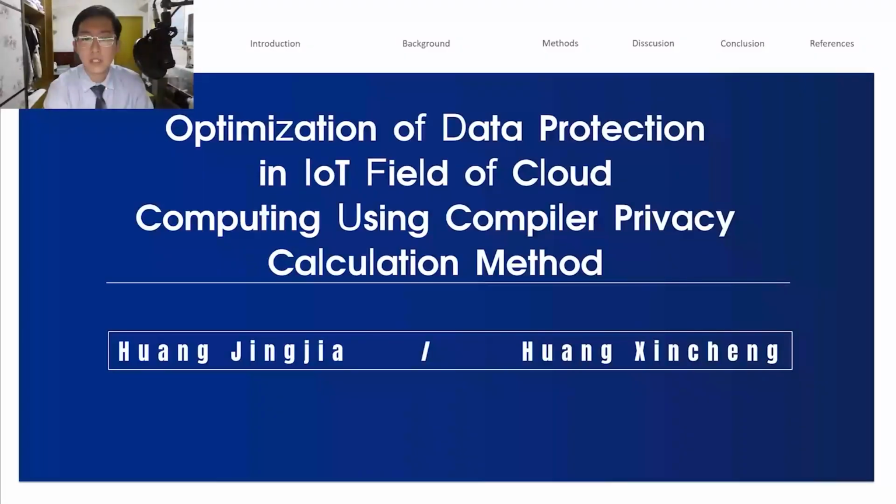Throughout this presentation, we will walk you through our findings, methodologies, and the significance of our proposed approach. We hope you find our research both informative and inspiring.